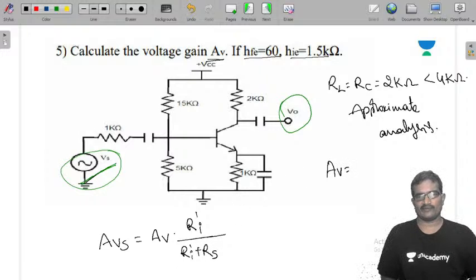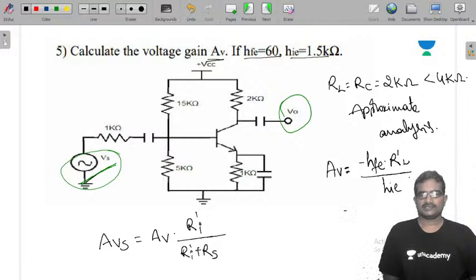First I am writing the simple voltage gain AV, which is minus hFE into RL dash by HIE. See, minus hFE is minus 60, into RL, which is nothing but RC, 2 kilo ohms, by HIE, which is 1.5K. Okay, so this is 4 times, 40 times, which is minus 80.